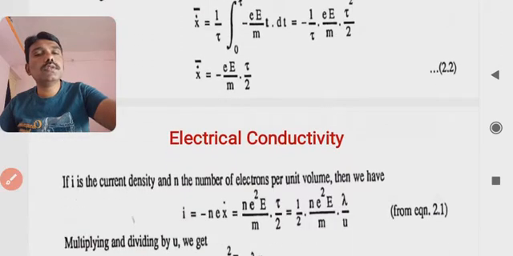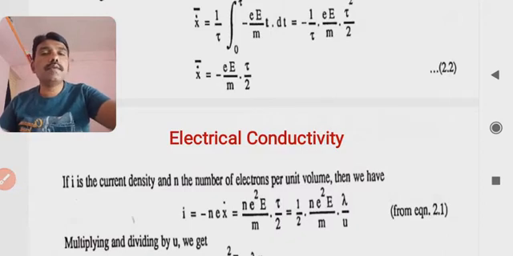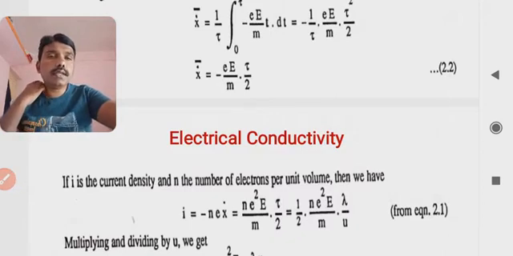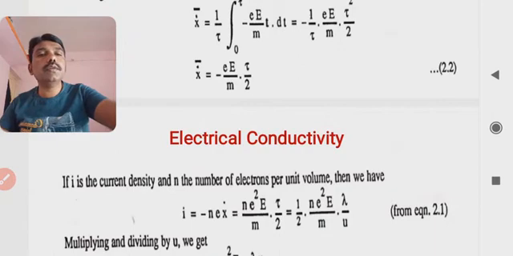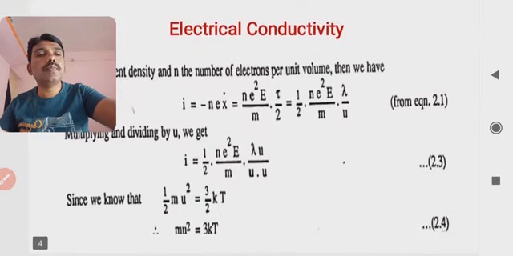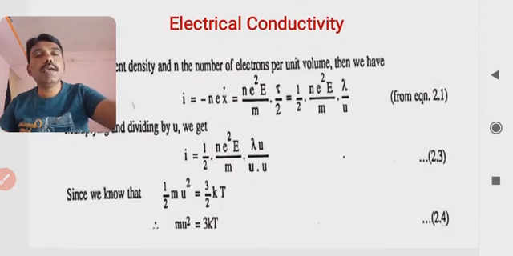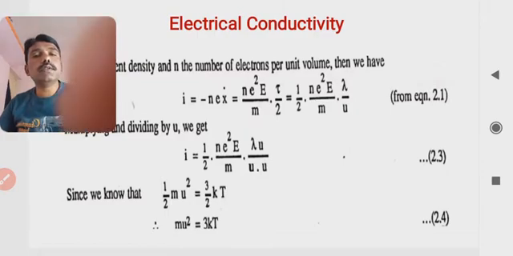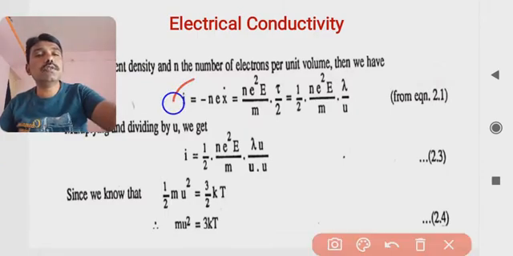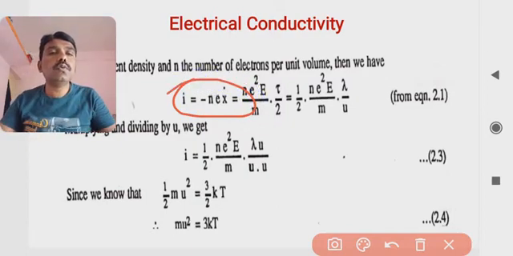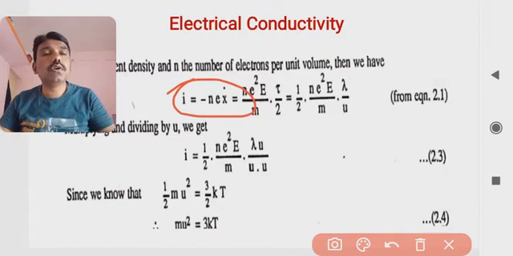Using this relationship, if I be the current density and n be the number of electrons per unit volume, then I is nothing but given by this relationship, that is I is equal to minus n e x dot.